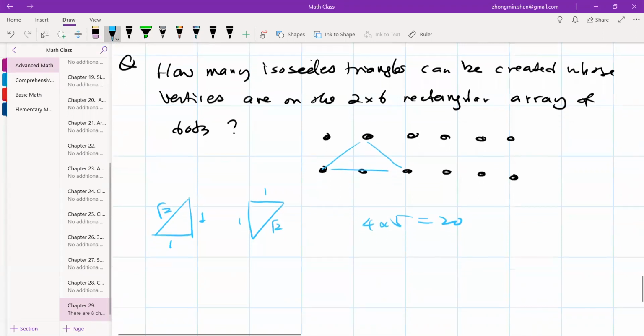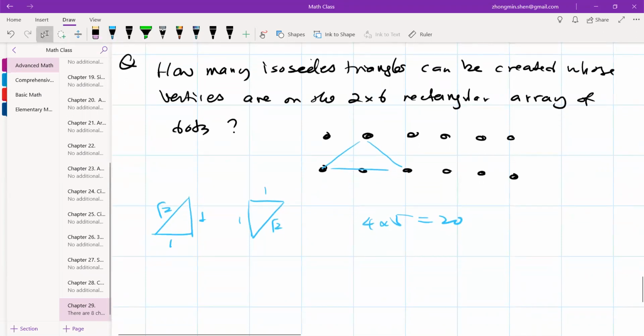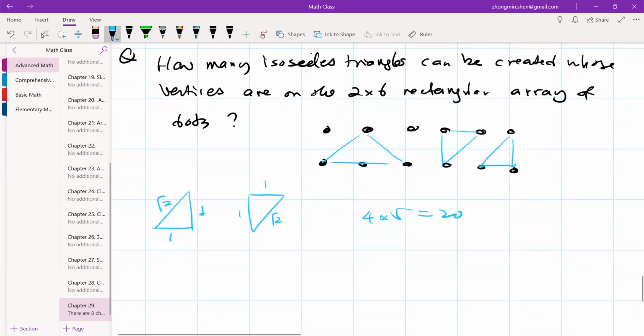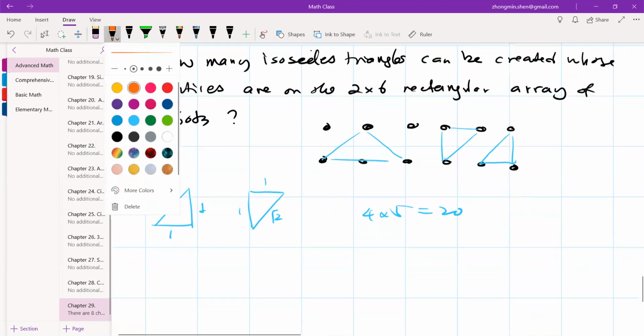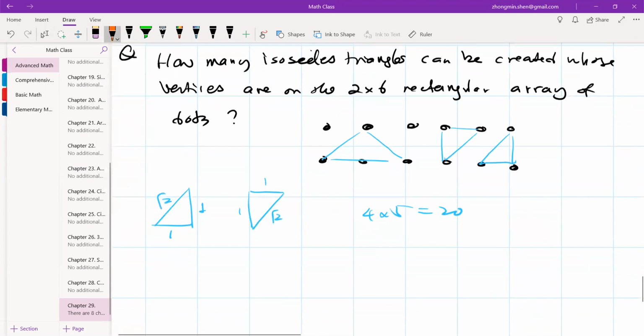Okay. Then those two triangles in a different location, we call them different triangles, right? So you can have this type. You can also have this type, right? So that's why you can move to the left, to the right, and count how many of them there are. So you figure out this. Then you try the next one, right?